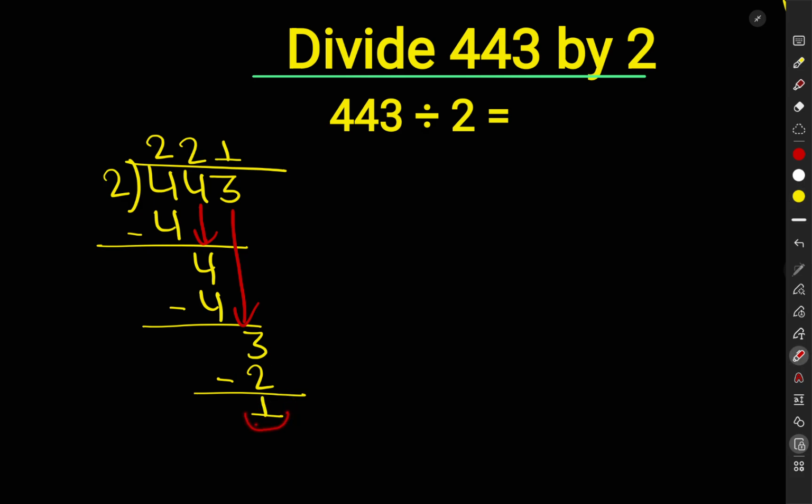So now this 1 is less than 2 and there is no other number beside. So we put here a decimal so that we take 0. So it is 10 and 2 times 5 is 10. On subtracting it is 0. So 443 divided by 2 is 221.5.